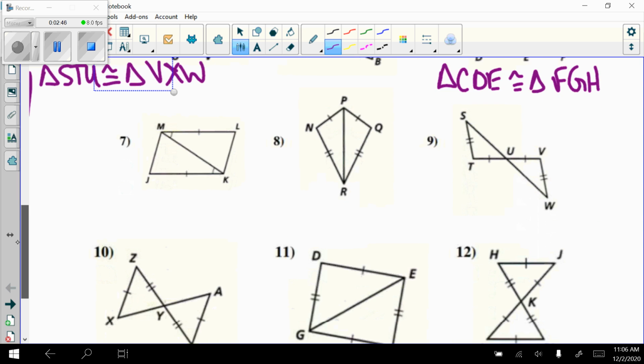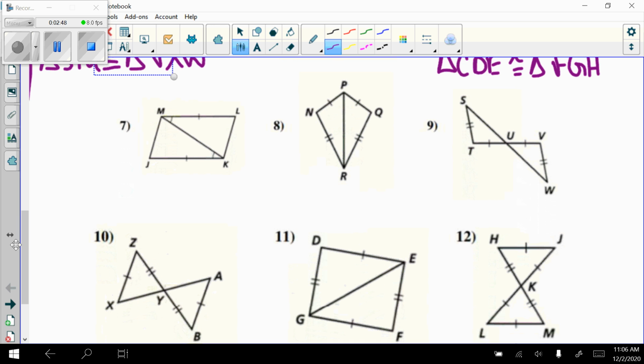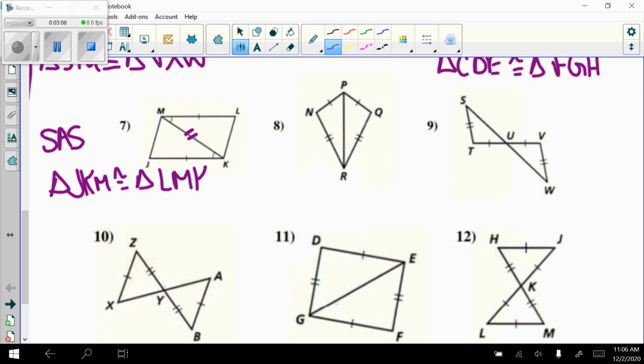Number 7. Again, they share this side, so I know that's going to be the same. So what do I have? A side, an angle, a side. So this is an SAS because they have the included angle. So triangle JKM is congruent to triangle LMK.